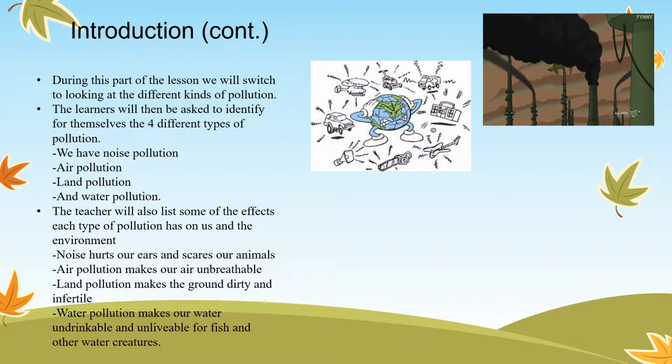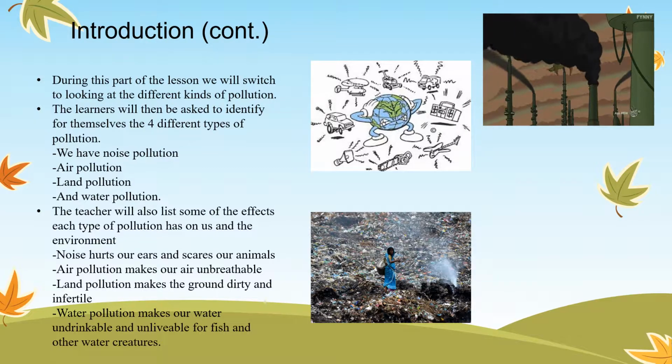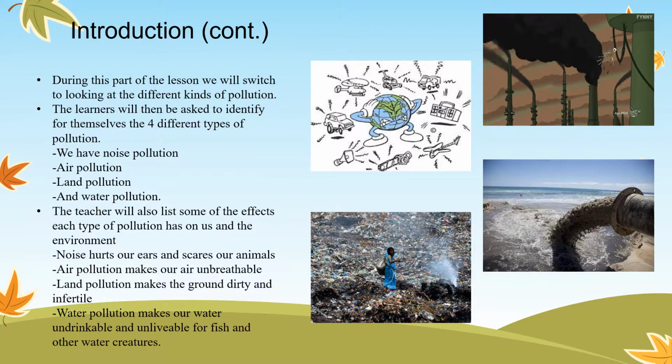Noise hurts our ears and scares our animals. Air pollution makes our air unbreathable. Land pollution makes the ground dirty and infertile. And water pollution makes our water undrinkable and unlivable for fish and other water creatures.